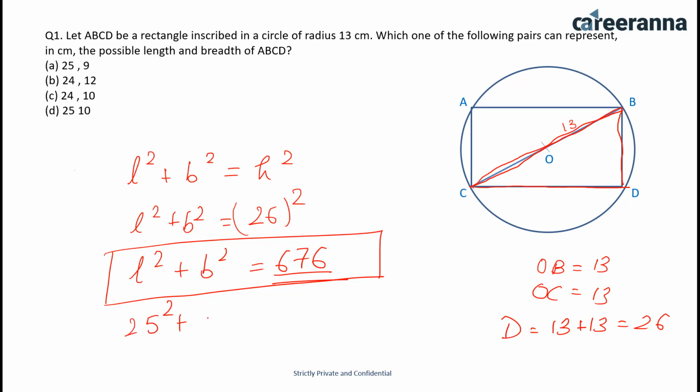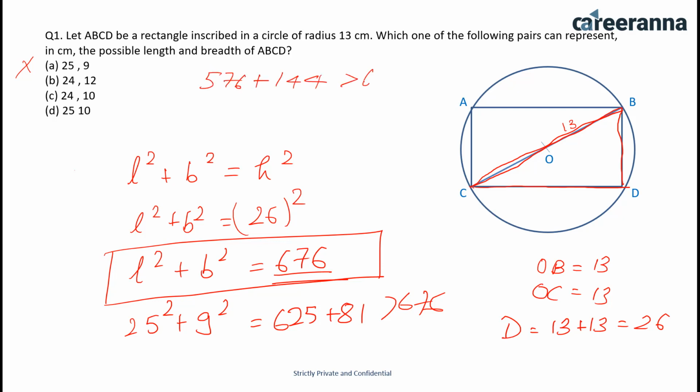So 25 square plus 9 square, which is 625 plus 81, which is greater than this value. So this is not our answer. Let's take 24, 18. 24 square is 576 plus 144, which is also greater than 676. This is also not our answer. 24, 10: 576 plus 100, which is 676. So this can be our answer. And lastly 25, 10: 625 plus 100, which is 725, again greater than 676. So our answer to this question is option C, that is 24, 10.